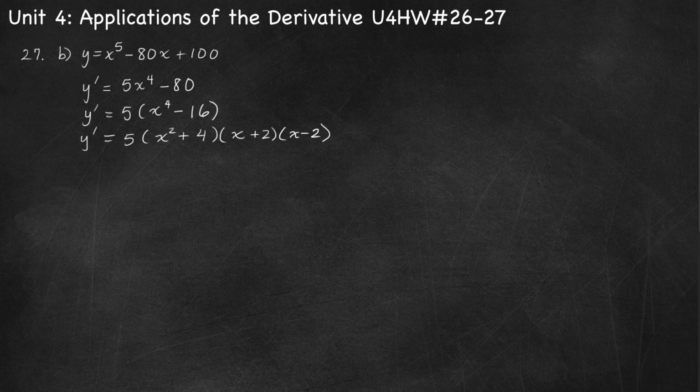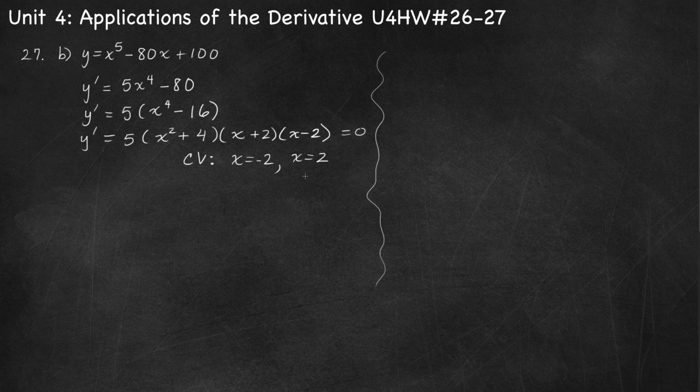So there's my derivative. I'm going to set it equal to 0. Set each of these factors equal to 0. 5 doesn't equal 0. X squared plus 4 doesn't equal 0. X plus 2 equals 0 when x is negative 2. And then x minus 2 equals 0 when x is positive 2. So I have those two critical values.